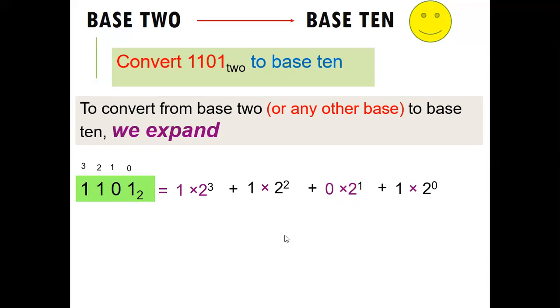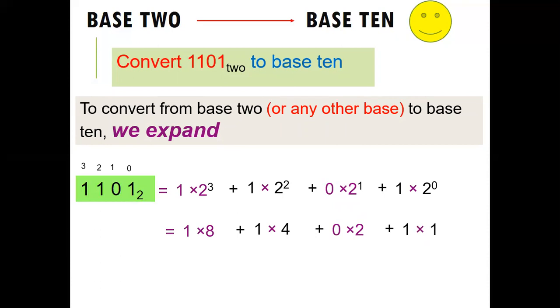Okay, so that's that. And then we can say that our value equals 1 times 8. Remember that 2 to the power of 3 means 2 times 2 times 2, which is actually 8, right? And then plus 1 times 4, and then we'd have plus 0 times 2, and then we would have plus 1 times 1.